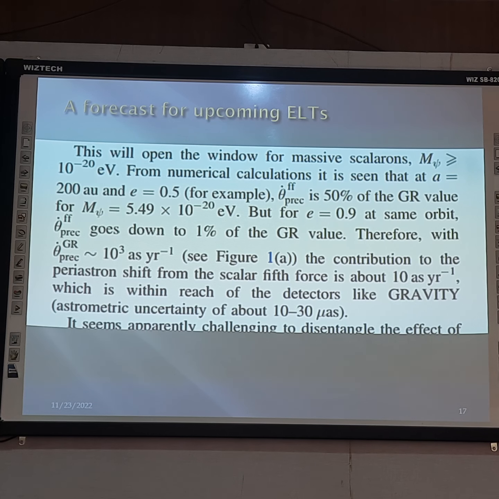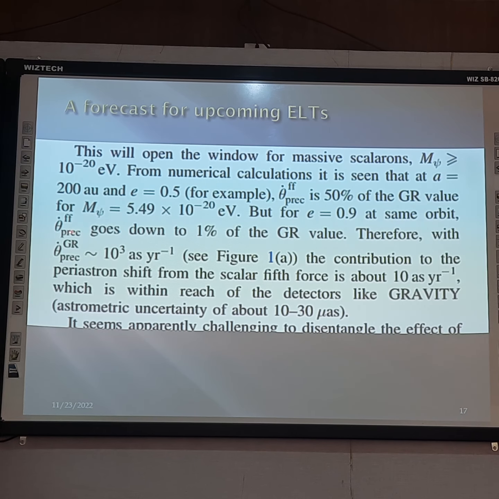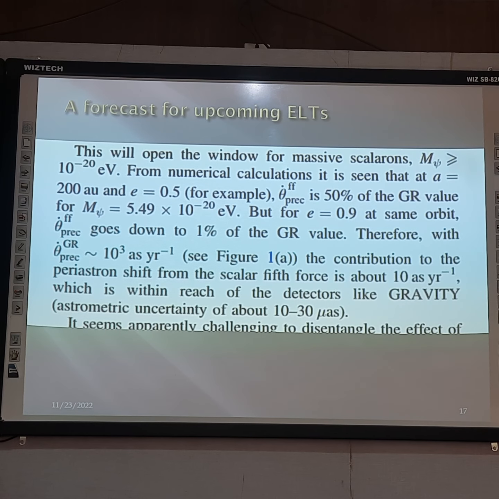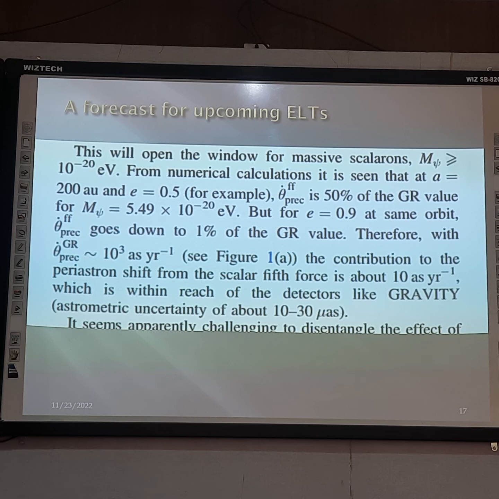Then if we go to eccentricity 0.9, a very high eccentricity orbit, for the same orbit like 200 AU, then we find that this pericenter shift due to the scalaron fifth force is something like 1% of the GR value. It's quite small. Therefore, if we take the GR value as something like 1000 arc-second per year, from the calculation, then we find that the scalaron effect is something like 10 arc-second per year. The pericenter shift will be contributed something like 10 arc-second per year.